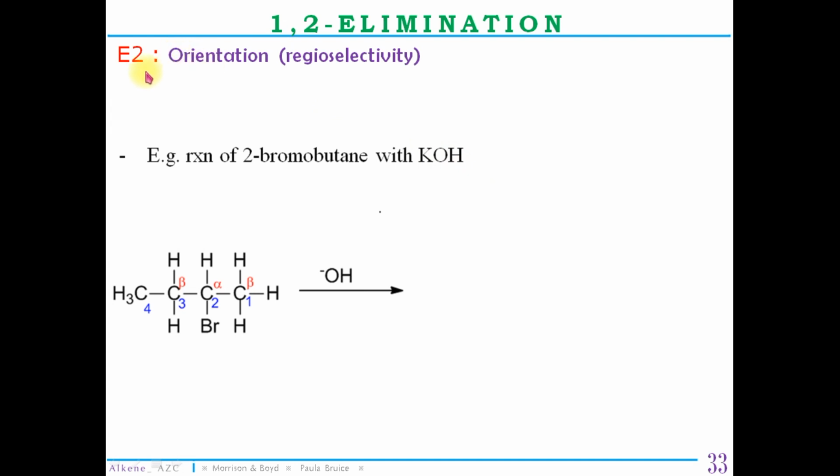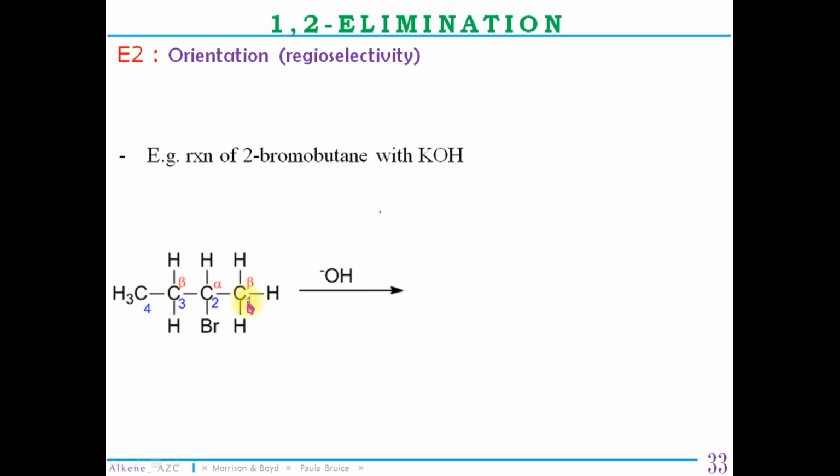Orientation and reactivity of E2. For this we have an example of a reaction where 2-bromobutane is the alkyl halide and the base is potassium hydroxide. Now as it is an E2 reaction, the base abstracts a beta hydrogen and simultaneous removal of bromine from the molecule gives an alkene. For abstraction of beta hydrogen in 2-bromobutane we have 2 beta carbons.